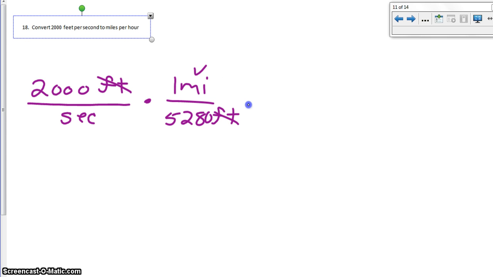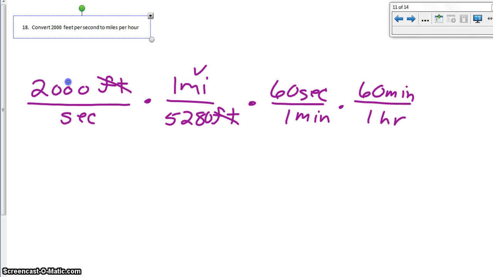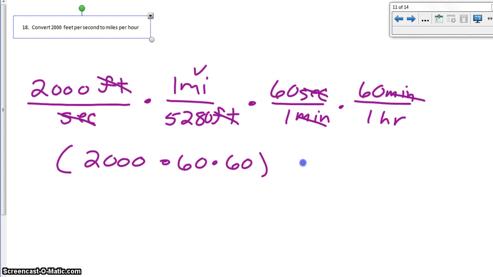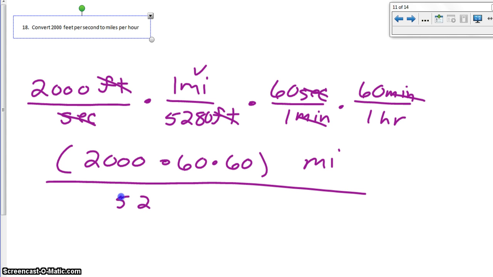Daddy wants to go to hours though, so there are 60 seconds in 1 minute, and there are 60 minutes in 1 hour. Seconds, factors, minutes, factors. So now what are you left with? You are left with 2,000 times 60 times 60, and that is miles, divided by 5,280, and that's hours. You can finish it from there.